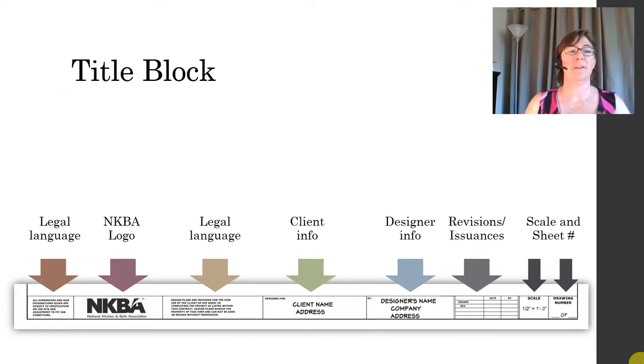Starting from the left, there is a legal disclaimer and then the NKBA logo. You only get to put that NKBA logo on your project if you are actually a member of the NKBA. There's another legal disclaimer, and then there's a section for client information, designer information, that's you, a list of revisions and dates that your set was issued, the scale of the drawing, and your sheet number, 3 of 5, for example.